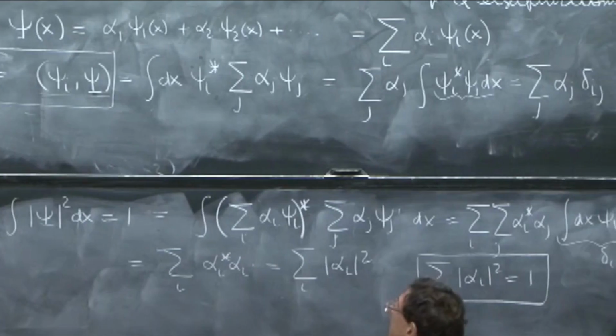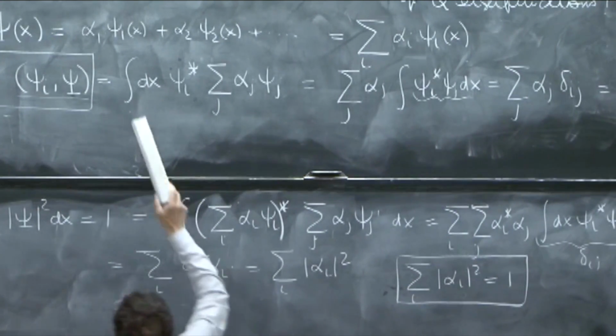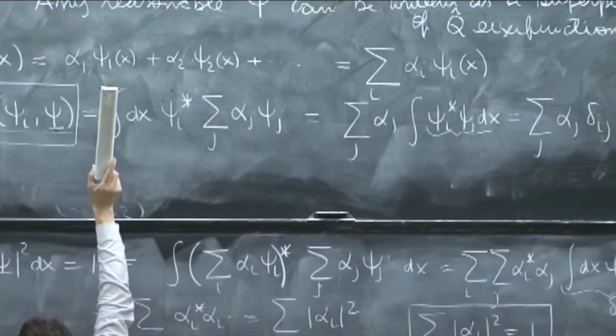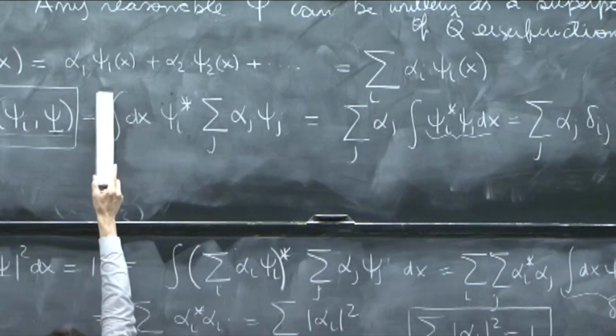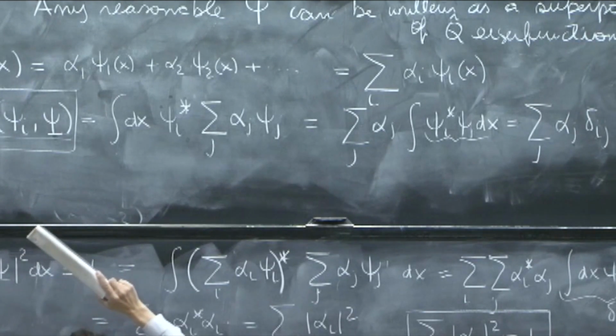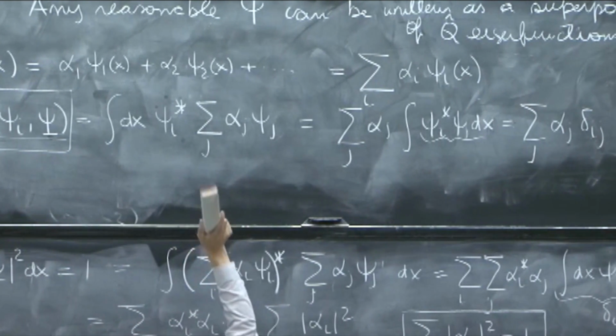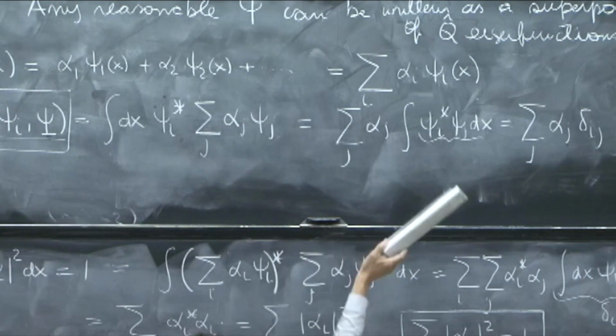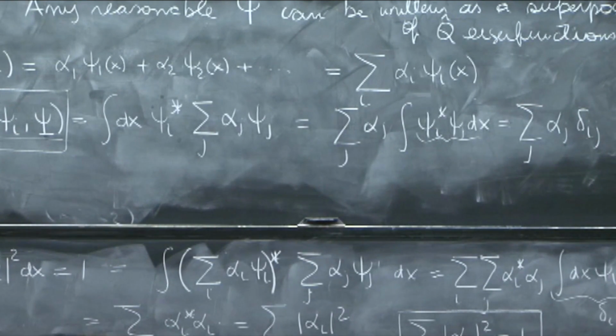And the probability to measure Q1 is the probability that you sort of end up on this part of the superposition, and it will be given by alpha 1 norm squared. The probability to measure Q2 will be given by alpha 2 squared, and so on for all these numbers.